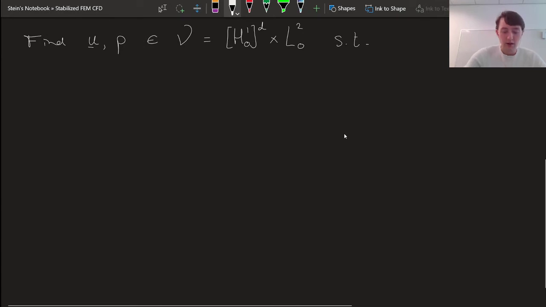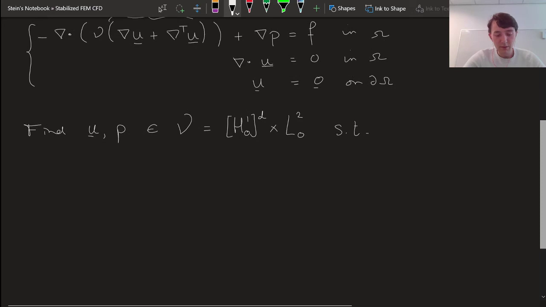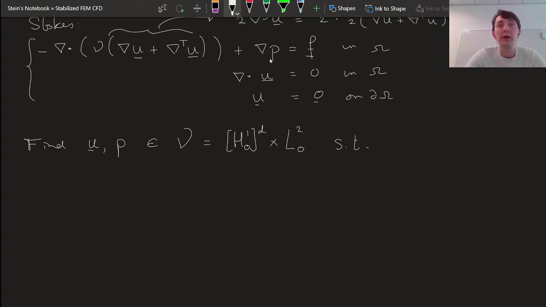So what I'm going to do is multiply the first line, the strong form, by a test function v, and this is a vector equation, so I have to multiply it by a vector test function. I'm going to integrate it over the domain. So I have the integral over the domain of this term dotted with v, plus the gradient of p dotted with v, is equal to this term integrated over the domain dotted with v.